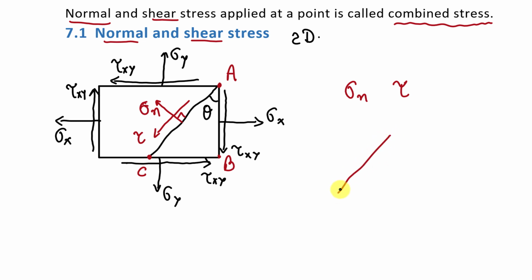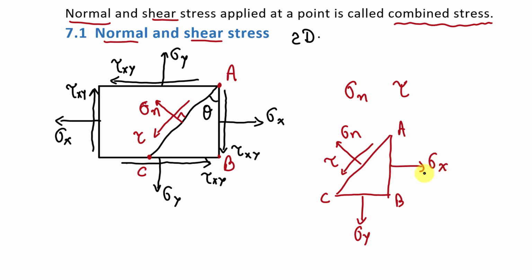So it will be like this, A, B, C. Here there is normal stress in this direction and shear stress in this direction. Here there is sigma y, and here there is sigma x, and we have also shear stress in this direction and in this direction. Fine.